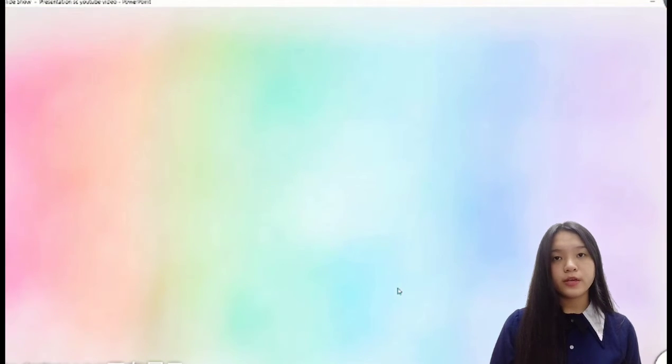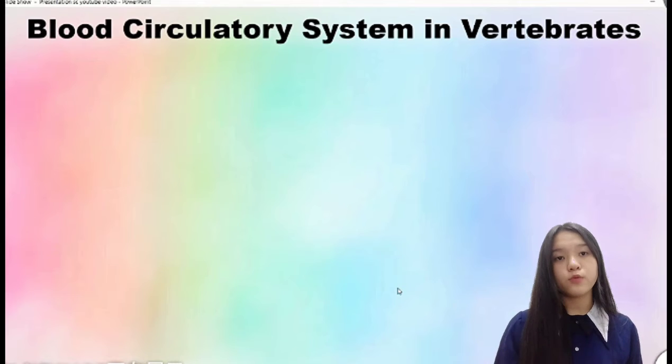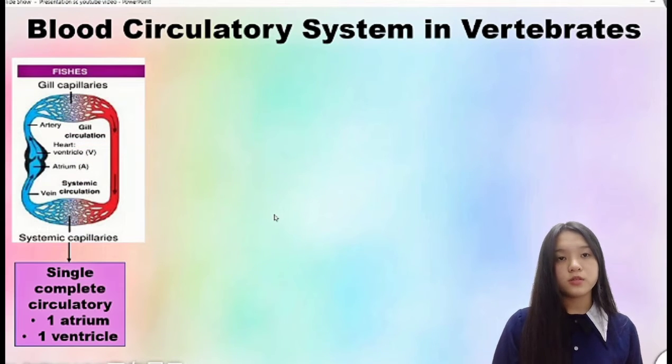First and foremost, I am going to start with the blood circulatory system of vertebrates. In the blood circulatory system of all vertebrates, blood flows continuously in blood vessels to all parts of the body in one complete circle through the heart. However, there are significant differences in the blood circulatory system among them. First, let us see the blood circulatory system of fish. Fish have a single complete circulatory system, which consists of one atrium and one ventricle.